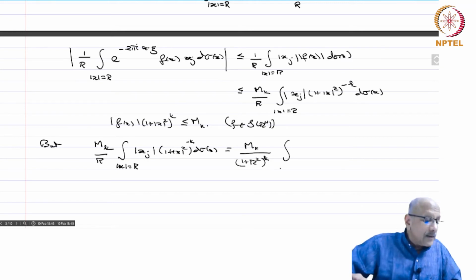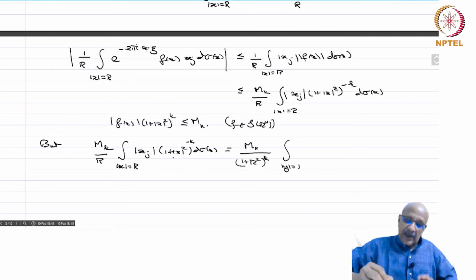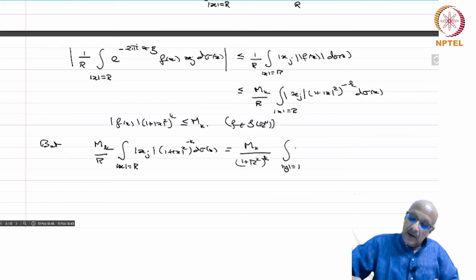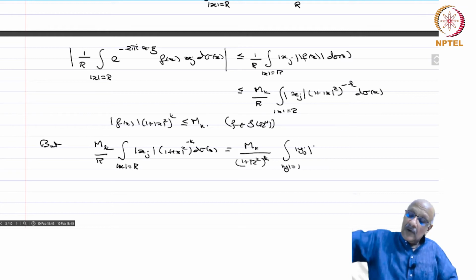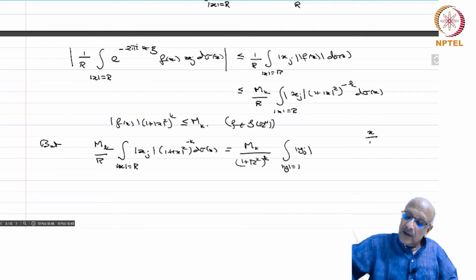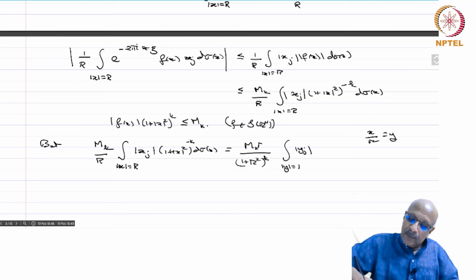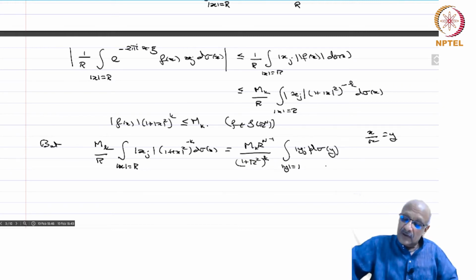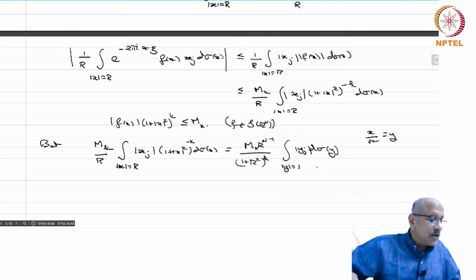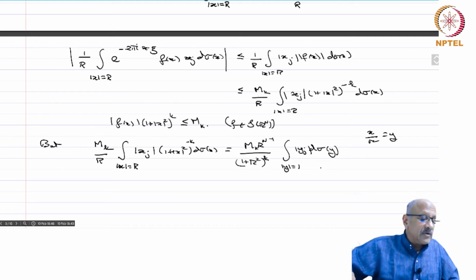And I will change the integral to |y| equal to 1, where y equals x by r. Then d sigma(x) will become r to the power n minus 1 d sigma(y). Okay, so that's how the thing will change. So you have d sigma(x) just becoming r^(n-1) d sigma(y), which is the surface measure over the unit sphere.